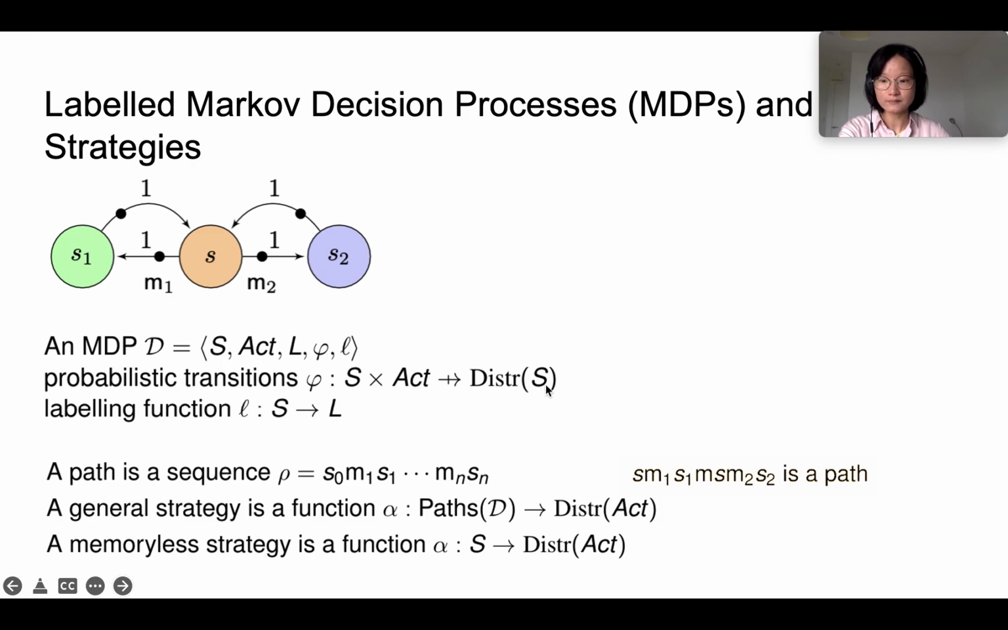To define strategies, we need the definition of a path in the labeled MDP. It is quite straightforward: a path begins with an initial state, followed by action-state pairs. A general strategy is just a function that maps a path to a distribution over the available actions of the last state in the path. A memoryless strategy, since it is without memory, is just a function that maps each state to a distribution over the available actions of that state.